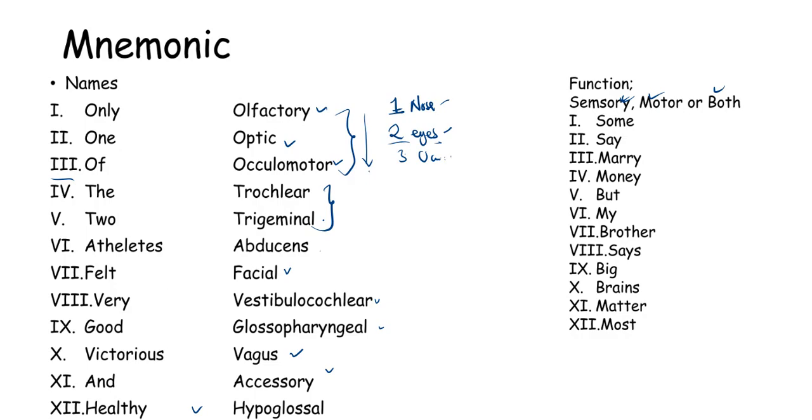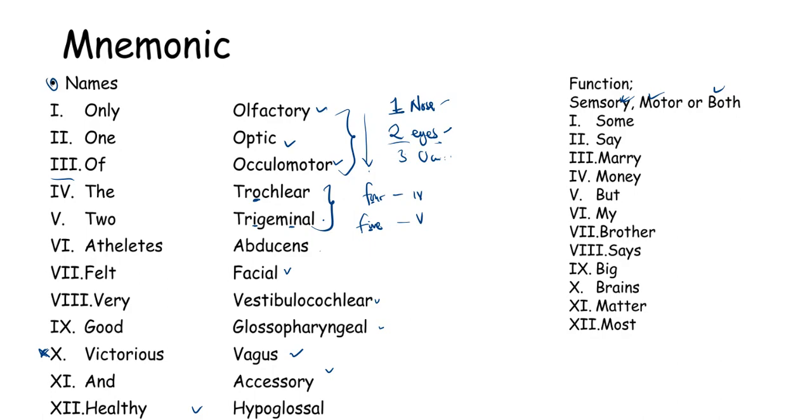Then for the trochlear and trigeminal, in the word four, you have an O, similarly in the trochlear, and then in the word five, you have an I, which is also in the trigeminal. So that's how you're going to remember these as 4 and 5. Okay, and then just know the vagus as 10, the X, then that means everything else should fall into place for this particular mnemonic.